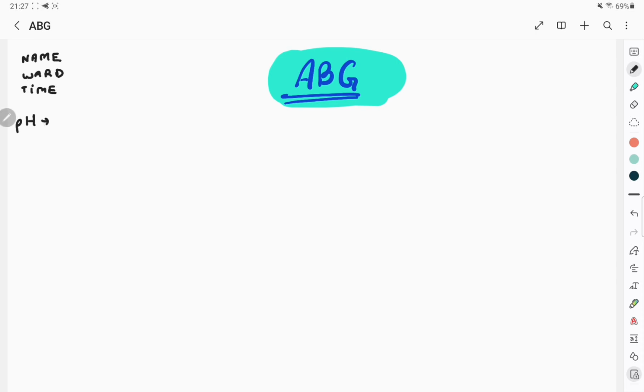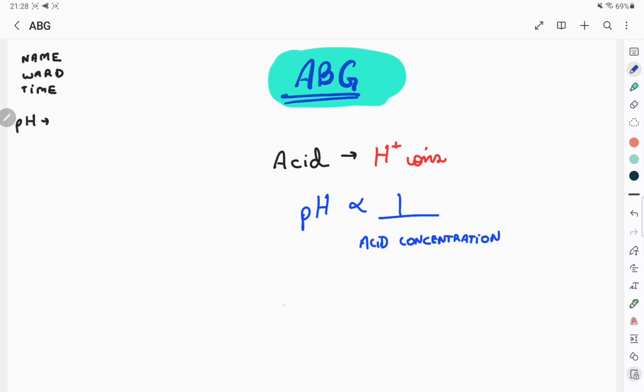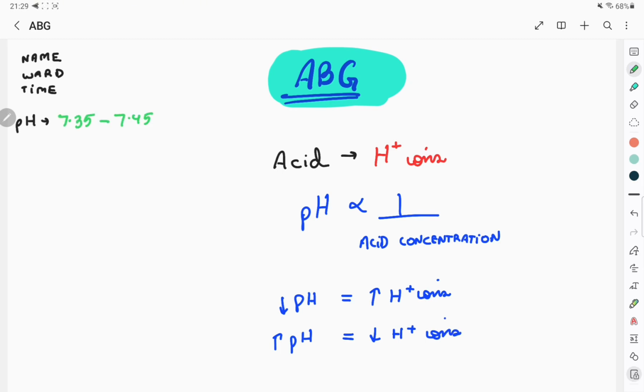Now let's talk about the pH first. The pH is essentially a measure of the acid in your body, and this acid is present in the form of hydrogen ions. The key thing to remember here is that pH is inversely proportional to acid concentration. That means a low pH means there are more hydrogen ions, so there is more acid. Conversely, a high pH means there are fewer hydrogen ions, meaning less acid. In a healthy body, the normal pH range is tightly regulated between 7.35 and 7.45. So when you look at your strip, if a patient has a pH less than 7.35, they are acidotic. If the pH is more than 7.45, they are alkalotic.